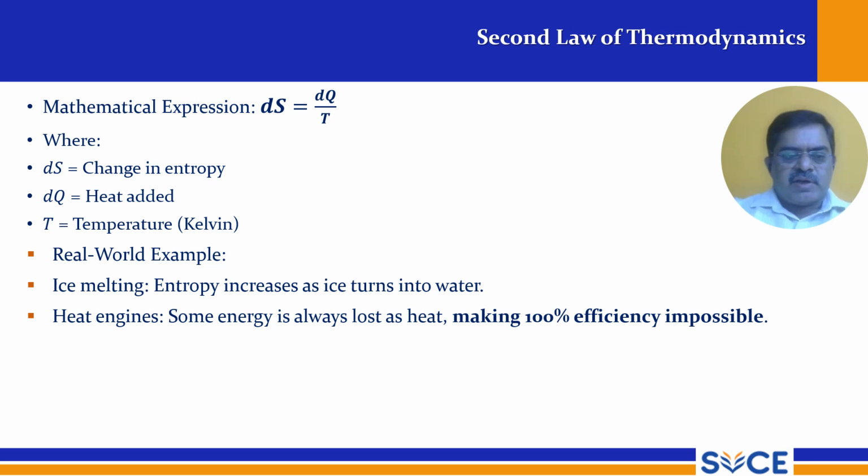If you see real world examples, take ice melting. Entropy increases as ice turns into water. When it is a solid, entropy is lower. When it becomes water, during the melting process the entropy increases. And in heat engines, some energy is always lost as heat, making 100% efficiency impossible. So this is heat engines.